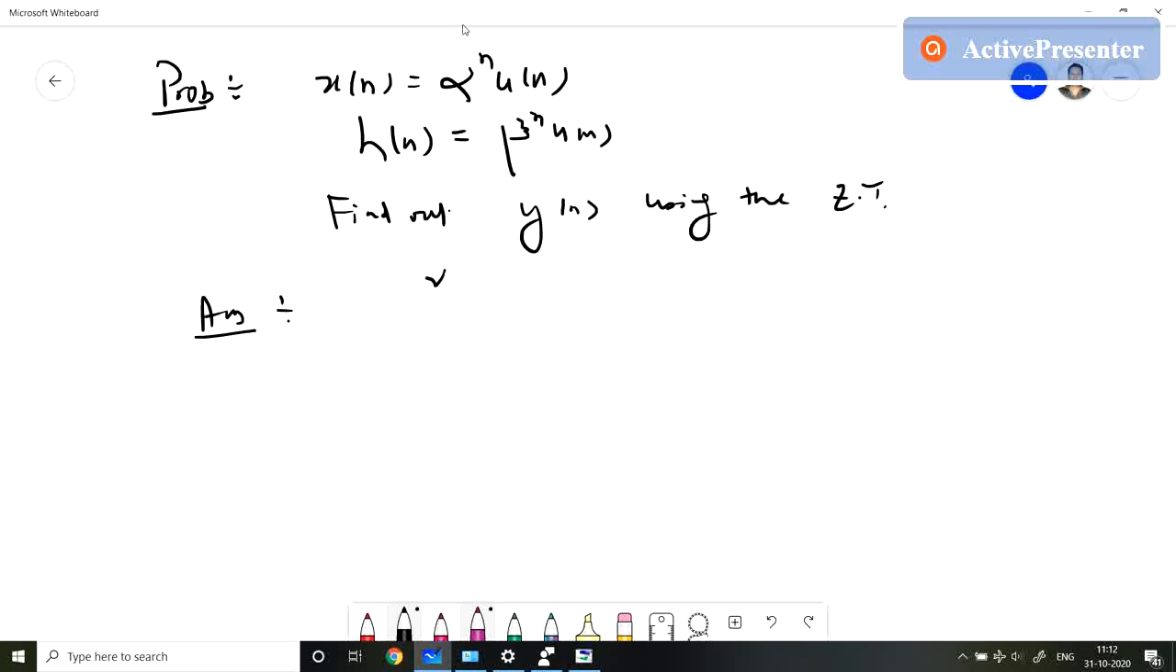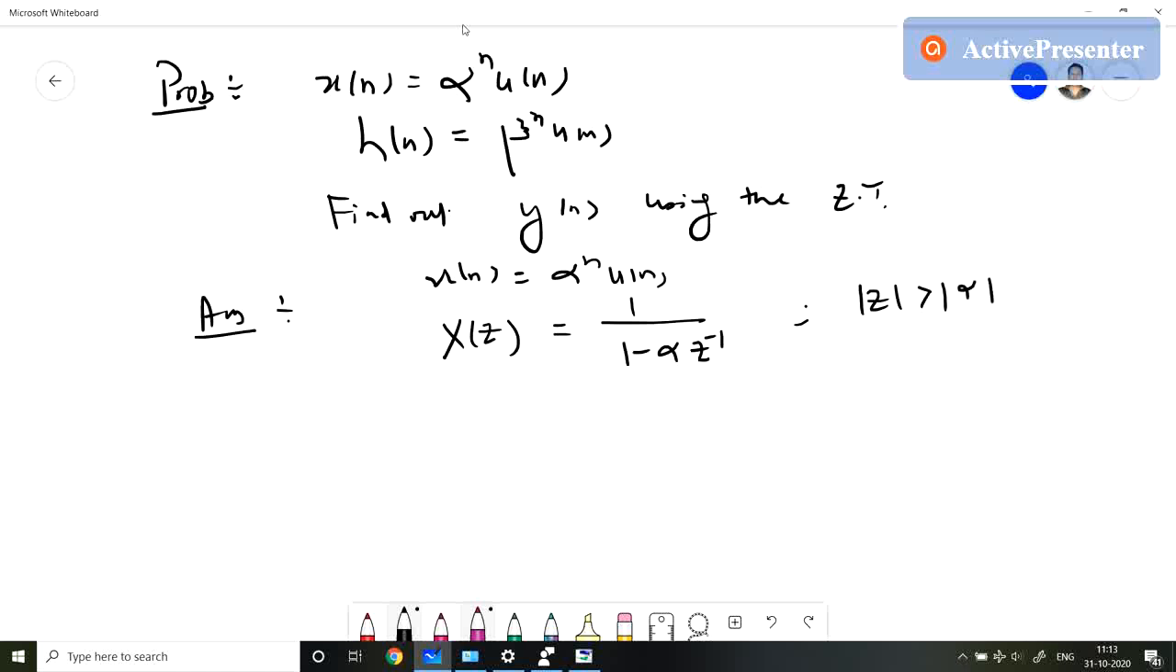So x[n] is given as alpha raised to the power n u[n]. So x[n] is provided. Now what is X(z)? X(z) is 1 divided by 1 minus alpha z inverse, and the ROC is modulus of z greater than modulus of alpha.